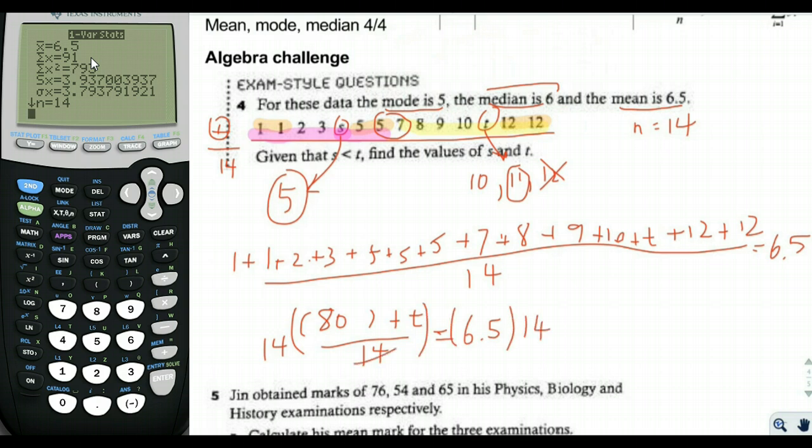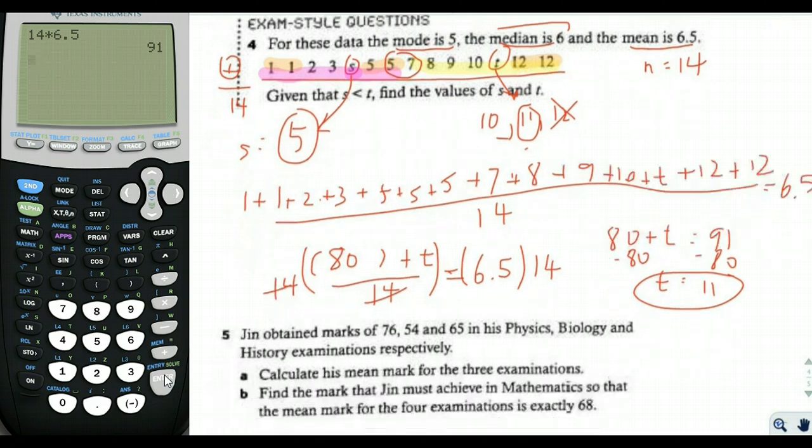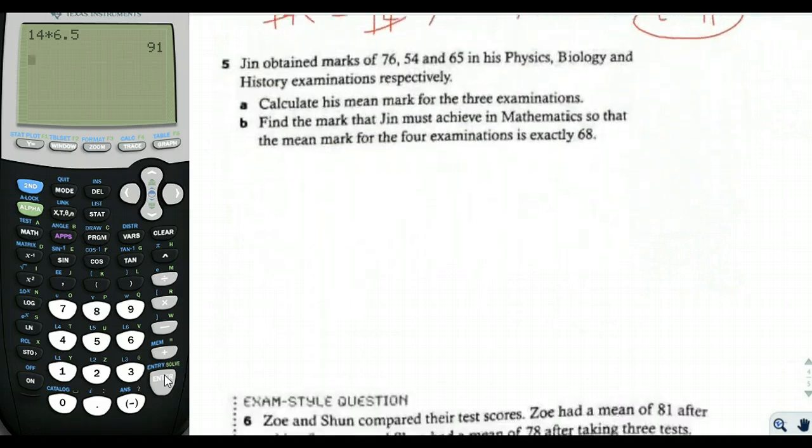And then that gives us 80 plus t, and 14 times 6.5 is 91. So you can see that subtracting 80 from both sides, we get t equals 11, which is what we got when we guessed between 10 and 11. Okay, so those are the two ways that you can figure out what t is. All right, now we're going to go down to number 5.